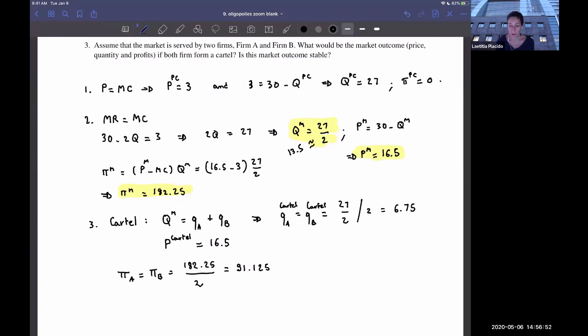Okay, so here we assume that the firms are able to commit to produce a quantity of 6.75 each. And that's the only way they can reach the highest possible profit, given that there are 2 firms on the market. So now the question is, will this market outcome occur?